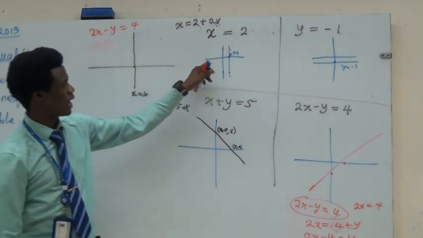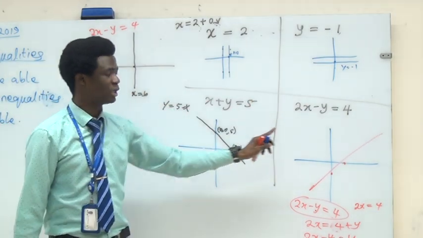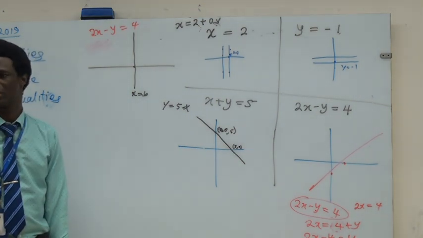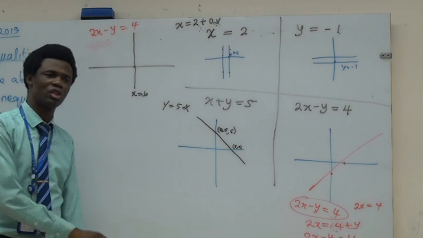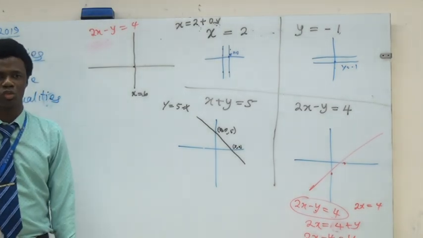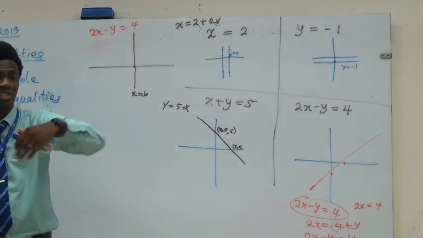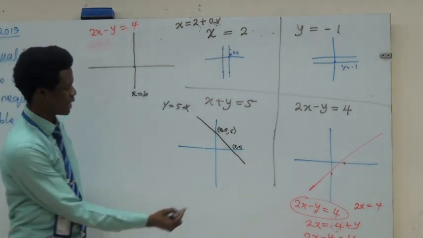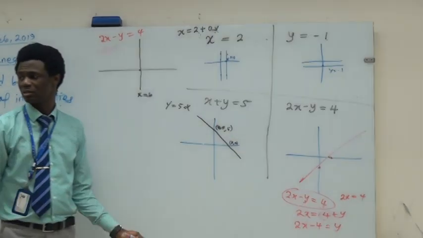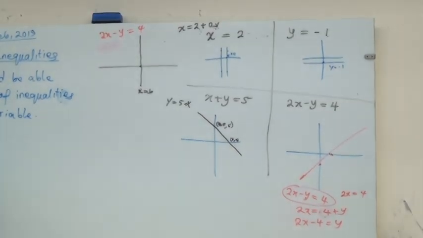Okay? So these two are easier, but this is the one that somehow is difficult. And all you have to do is get the intercept. That's the easiest way to do it. Put x is 0, get y. Put y is 0, get x. Join the two intercepts together and just extend it beyond. So I get the two intercepts, and I just draw a straight line. That's the easiest way to go about it.